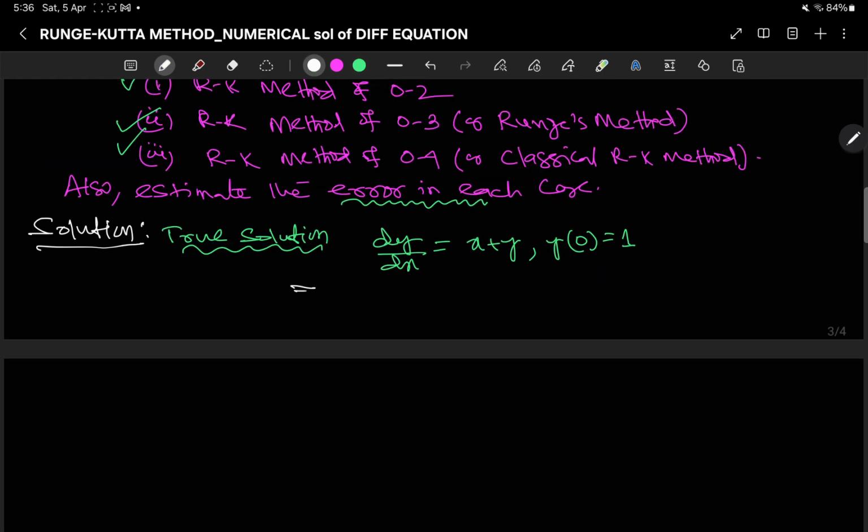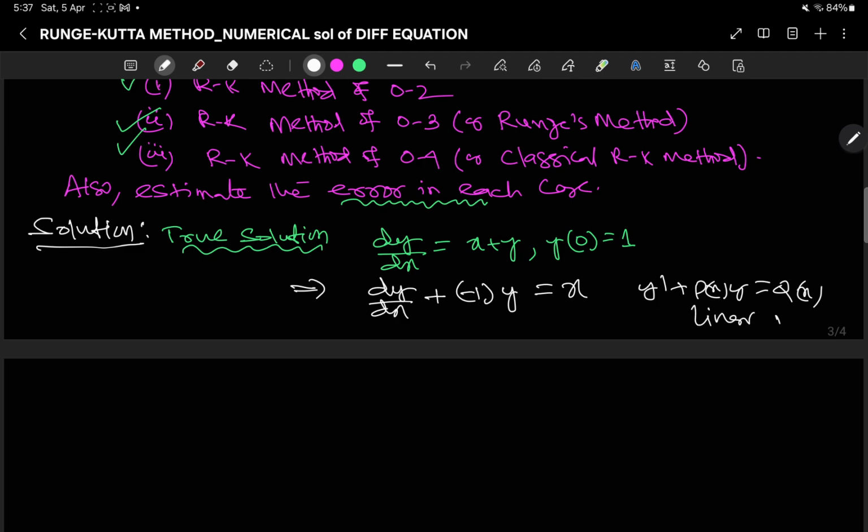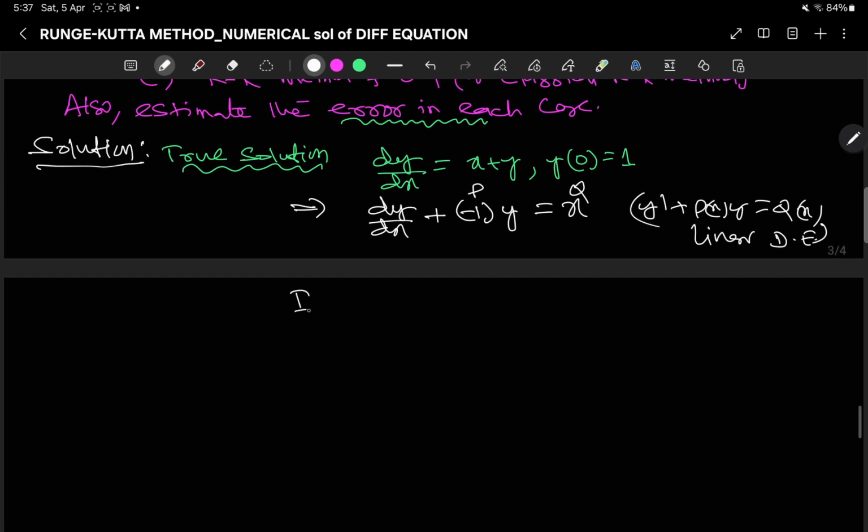So you see, this implies dy by dx plus minus 1 into y is equal to x. It is of the form y dash plus p(x) y equals q(x). It is a linear differential equation. So what is p, what is q? The integrating factor is e to the power integral p dx, which is e to the power integral of minus 1 dx. So it is e to the power minus x.